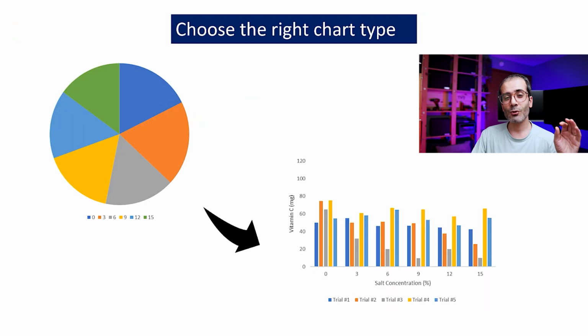Next tip is to choose the right chart type for your data. Here I'm showing a bar chart, which has 5 different experiments showing you the difference between the vitamin D in different concentration salts. If I change that to a pie chart, it doesn't make any sense. So you choose the right type of chart to present your data.